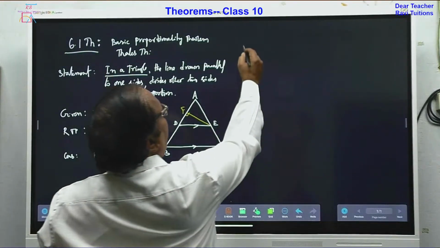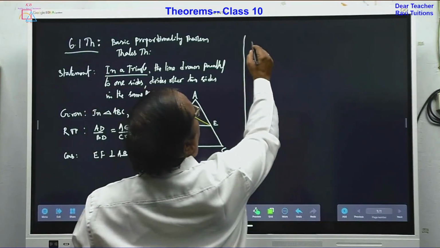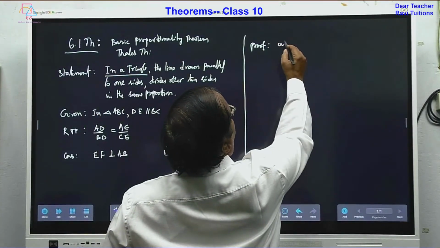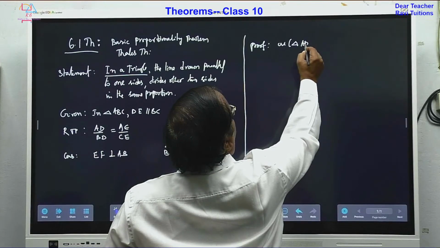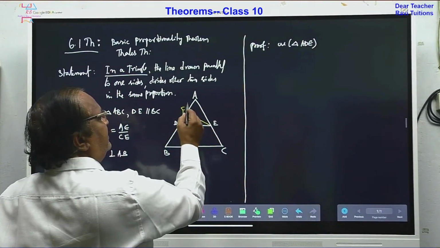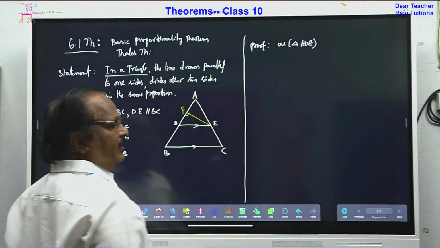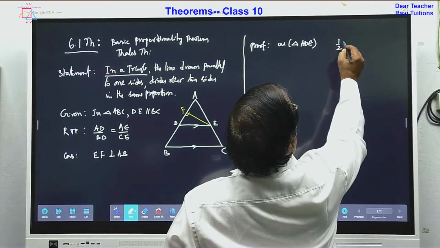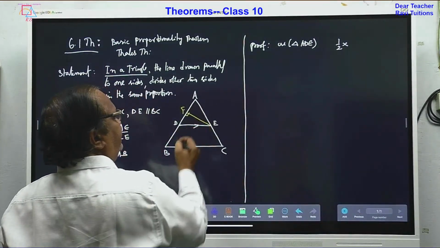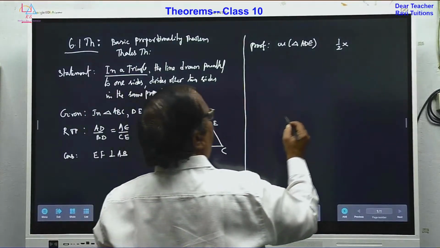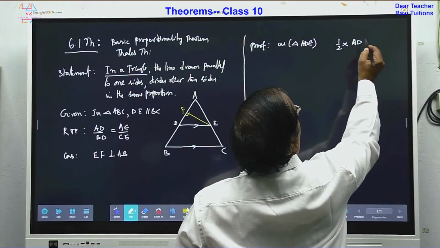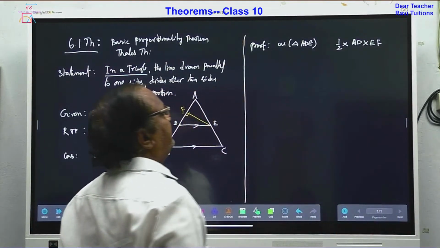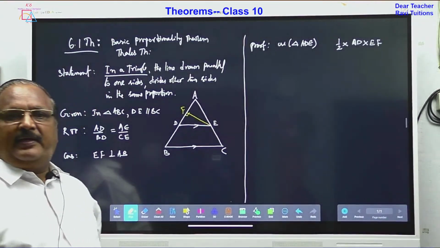Let me start to prove. Now, let us take the area of triangle ADE. Area of triangle ADE, formula half into base into height. I am taking AD as the base because we know the height. So AD is the base, into height EF. That is the area of triangle ADE.